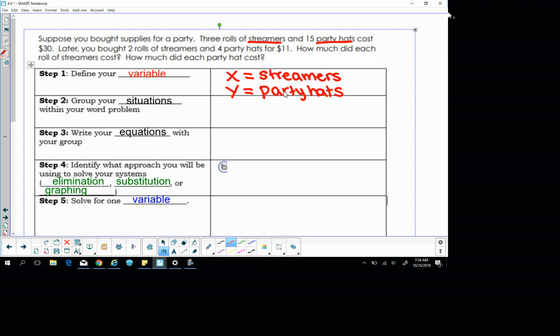A lot of times they'll tell you let x be this and y be that. Usually it's in order anyways. So first thing we do is define our variables.